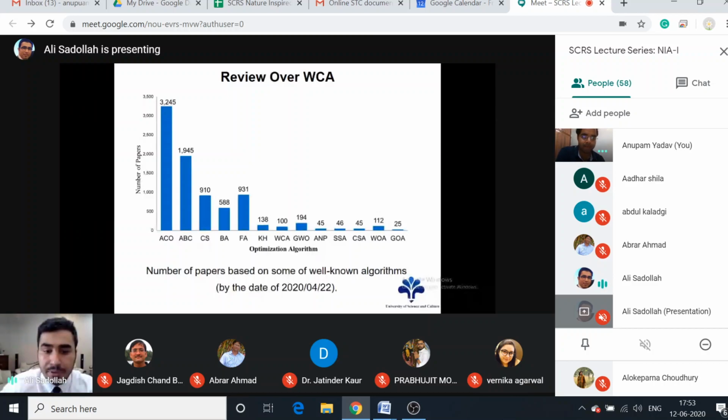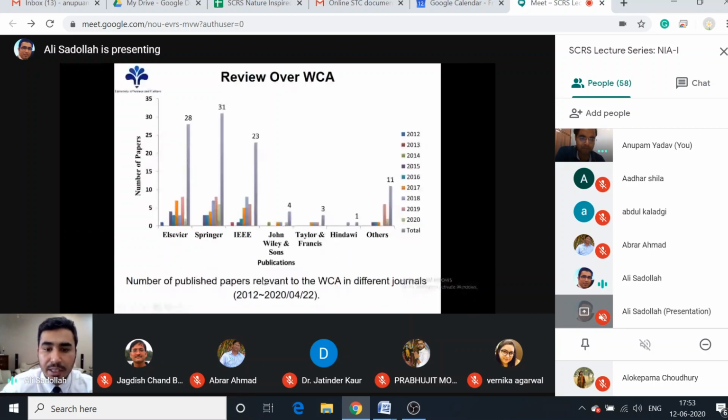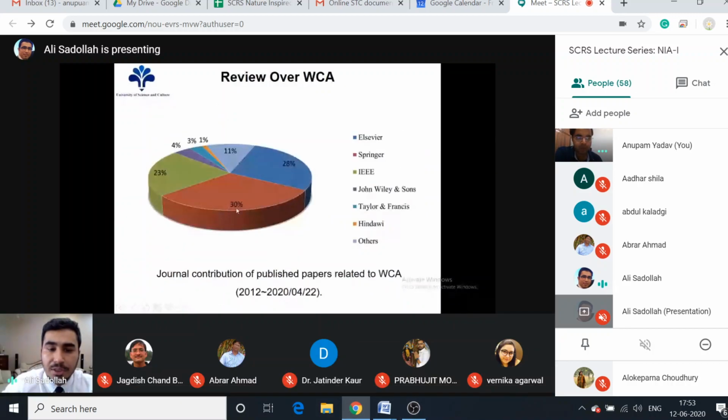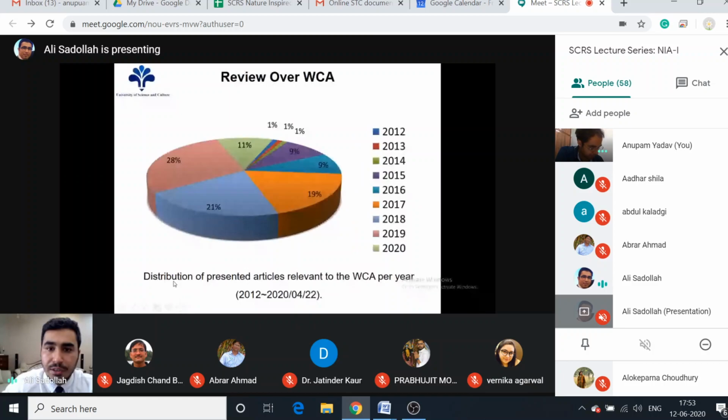This is the number of papers based on this well-known algorithm in the literature until April, if I'm not mistaken. This is the number of published papers regarding WCA in different journals: Elsevier, Springer, IEEE, Taylor's, Hindawi, and other journals. And this is a circular plot of those journals. We can see that 30% of the papers were published in Springer, 28% in Elsevier. Per year, in the first year, 2012, there was only one paper, by me, and then 2019 had the highest rank, with 28% of the papers published in this year, and 2020 is at 11% so far.